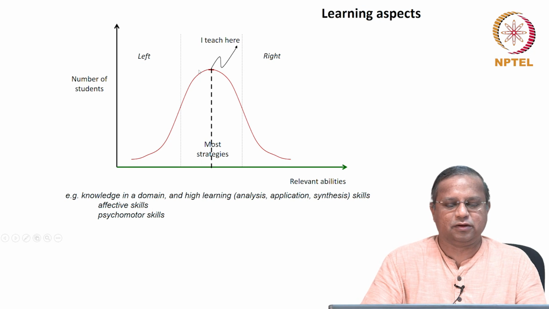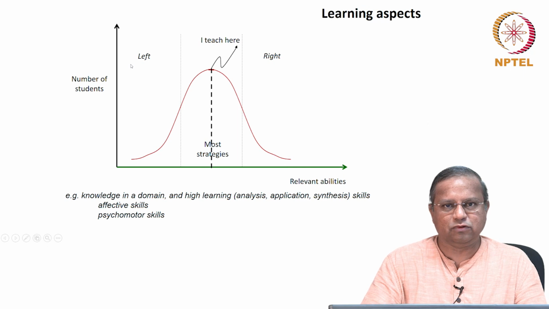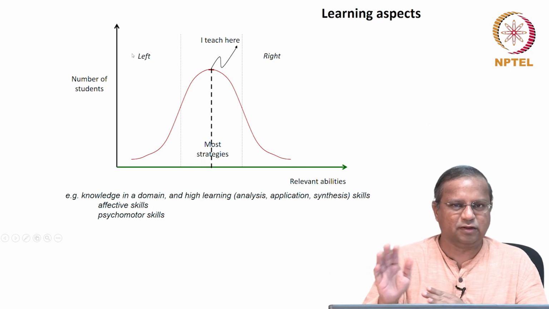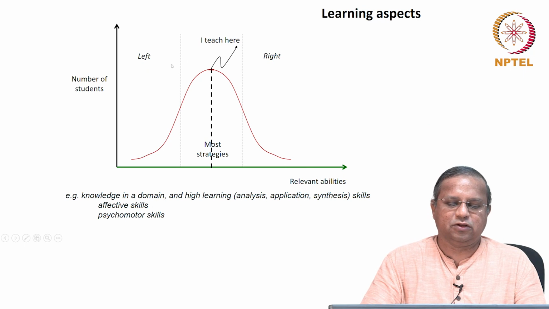That's all. Some of my left students are very good sports people. Some of my left students are very good artists, musicians, and so on and so forth. And some of my left students do very well in other courses, whereas they might find the requirements of this course not to their orientation. That's it. There's nothing wrong with it. So that is the way things are.